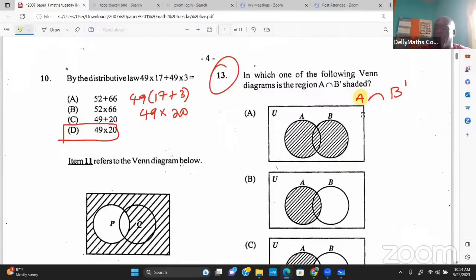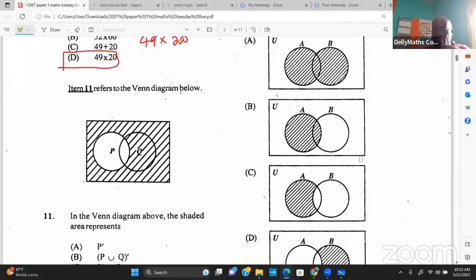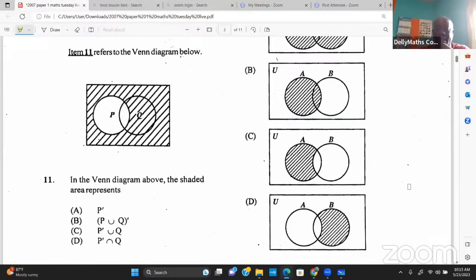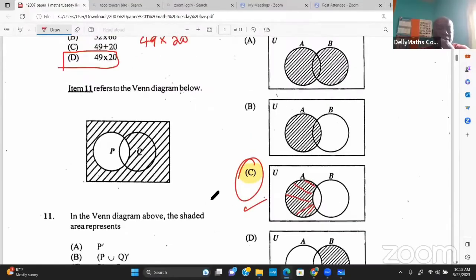So we want the B complement that mixes with A, not all of the B complement. When you see that symbol there, it's talking about the intersection, or the part that is shared with A. So let's look for that. And I like C, because when you look at C, B complement would have been everything except B, but they want the part that coincides with A. So you could see that this is the appropriate one, or the only one, right?